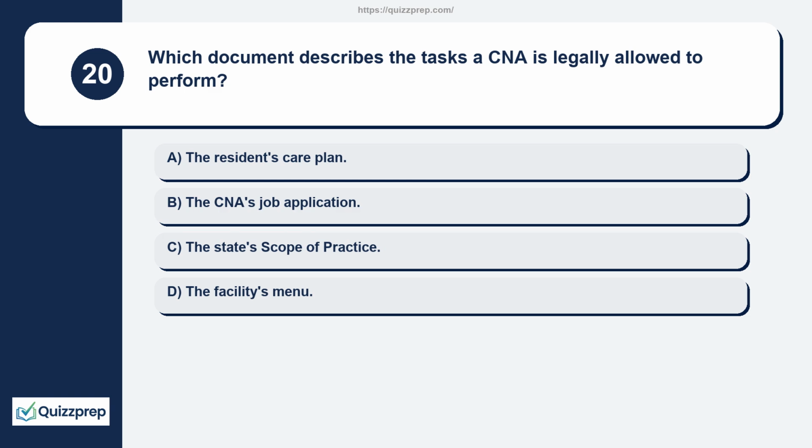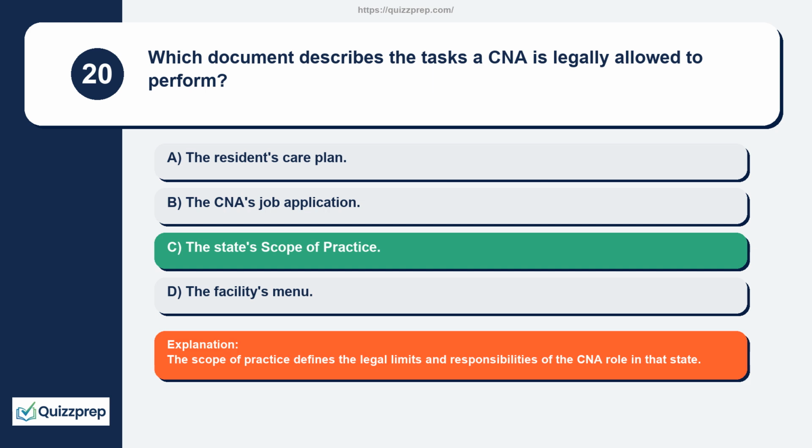Question 20. Which document describes the tasks a CNA is legally allowed to perform? The resident's care plan. The CNA's job application. The state's scope of practice. The facility's menu. The scope of practice defines the legal limits and responsibilities of the CNA role in that state.